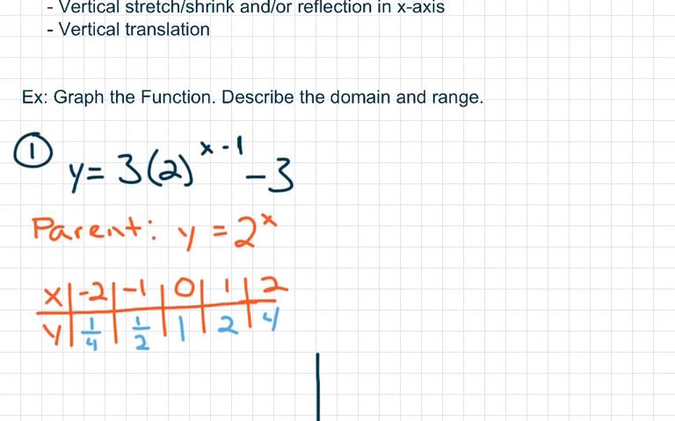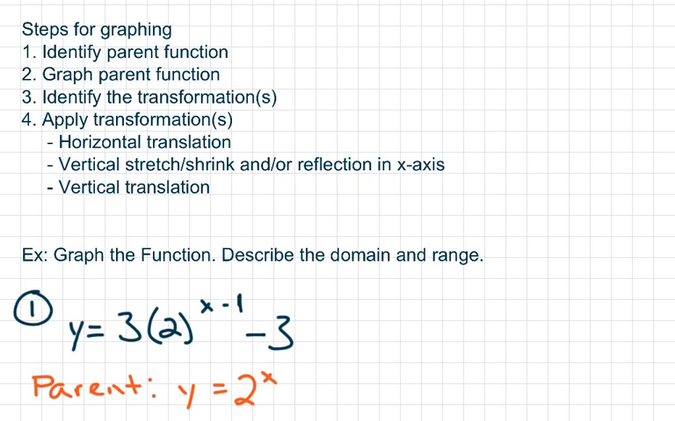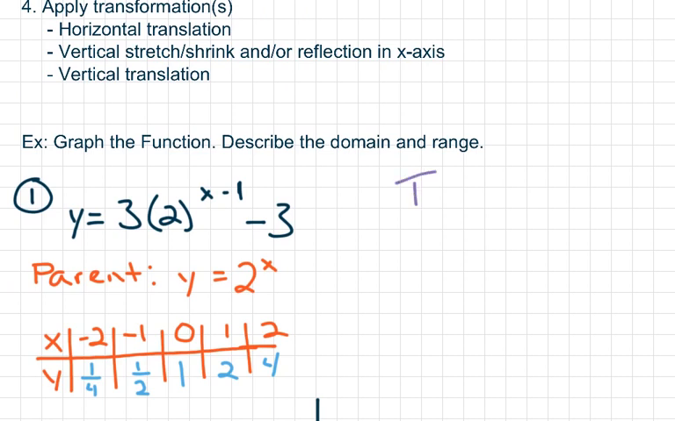Okay, so let's check our steps. Identify the parent function, done. Graph it, done. Now we need to identify the transformation. So I'll do that in purple here. So transformations.